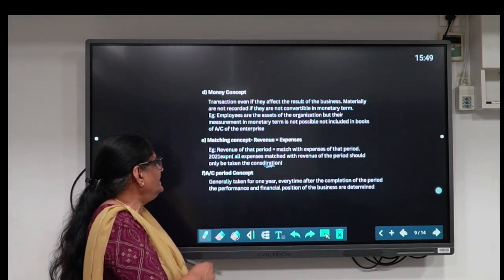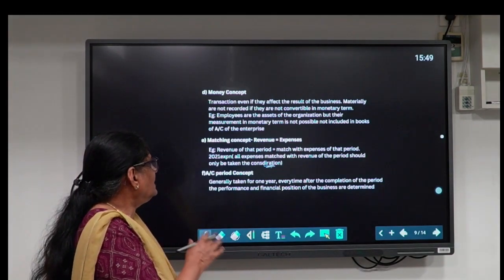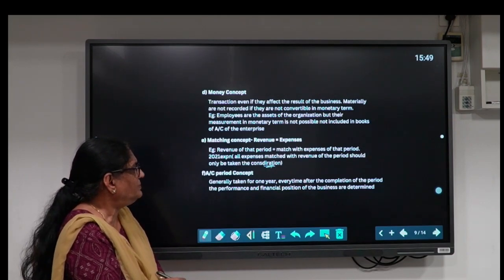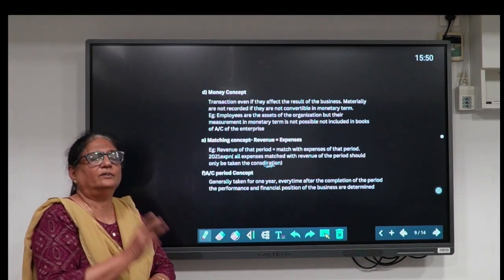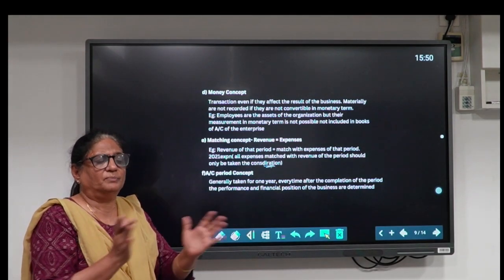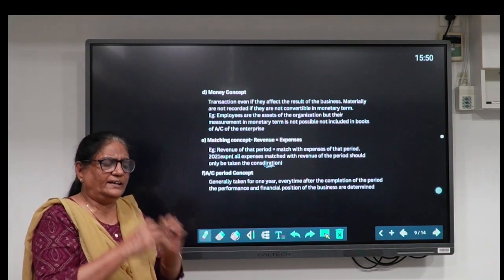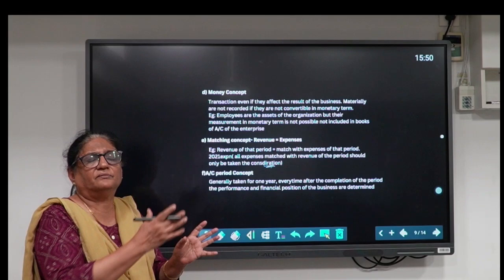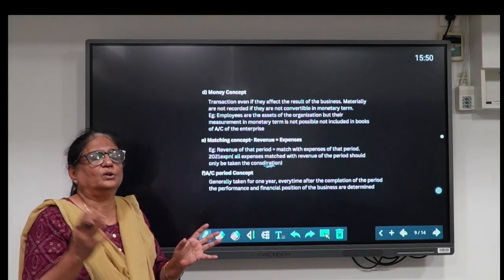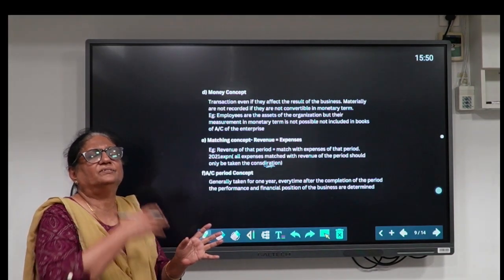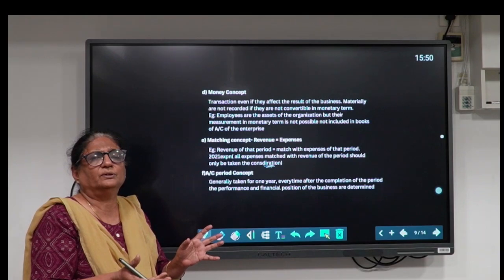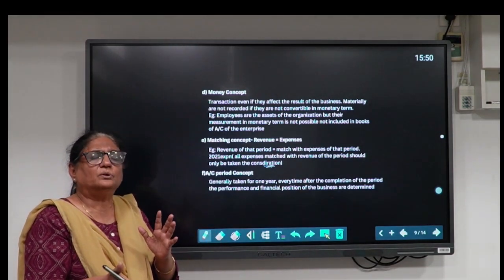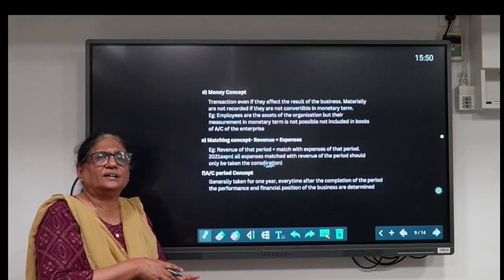Generally taken for one year, after the completion of the period, the performance and financial position of the business are determined from 1st April till 31st March. With the help of that, we will prepare a trial balance. We have seen classification, summarizing and all those. We'll prepare a trial balance, a statement of profit and loss account and a balance sheet. Anything which is yet to be paid will be taken as an outstanding.